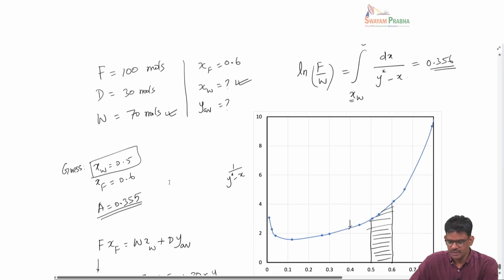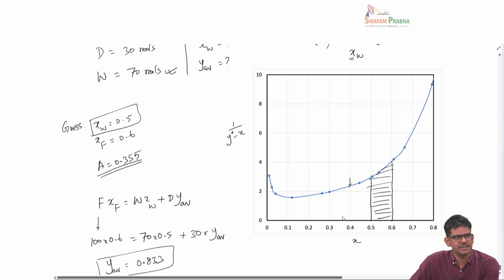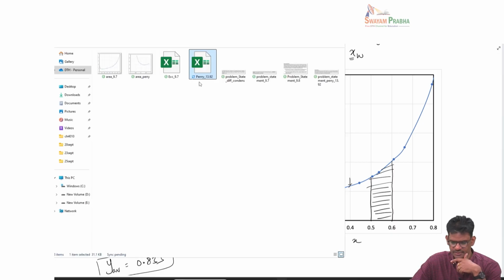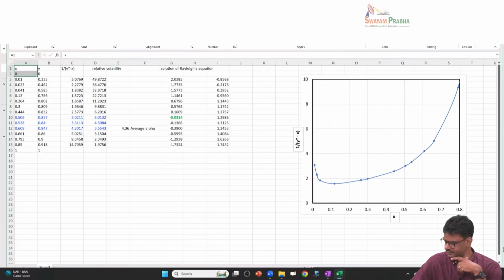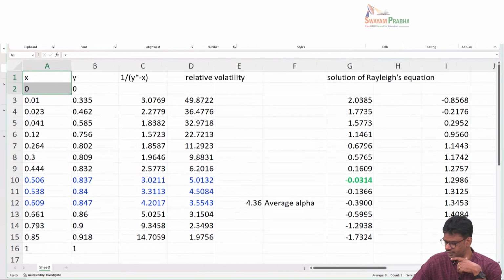Then what I also did was, since this range is very narrow, 0.5 to 0.6, I was wondering if the relative volatility in this range could be constant. So then I can actually use the integrated Rayleigh's equation. So in order to do that, let me go back to the VLE data. So this is my VLE data for acetone water mixture, right?